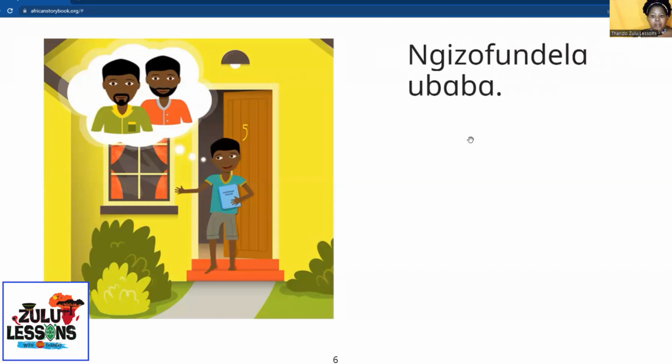Ngizofundela ubaba. I will read to dad. If I wanted to translate this directly to English, it might sound a little silly because it would be like I'm saying, I will read for dad. It sounds a little bit silly, but you get the idea. So direct translation can be a real serious enemy. So be very careful of it. So, ngizofundela ubaba. I will read to dad.